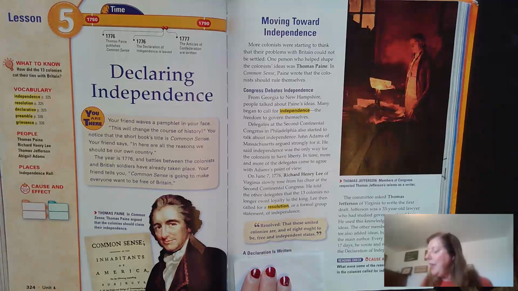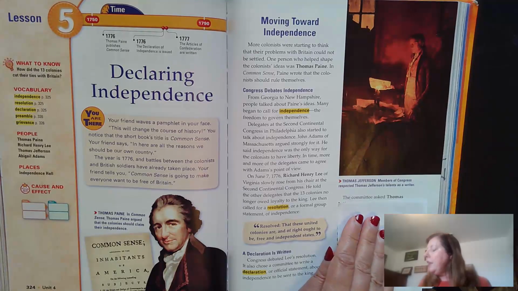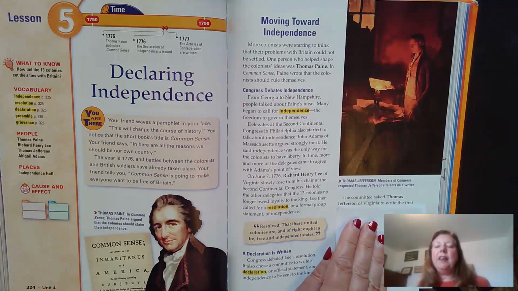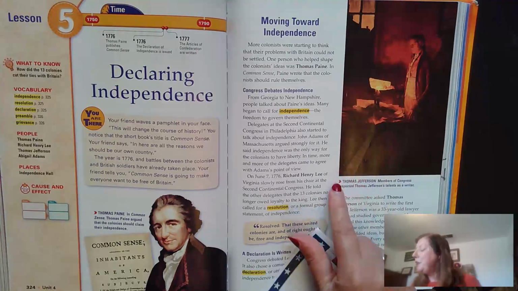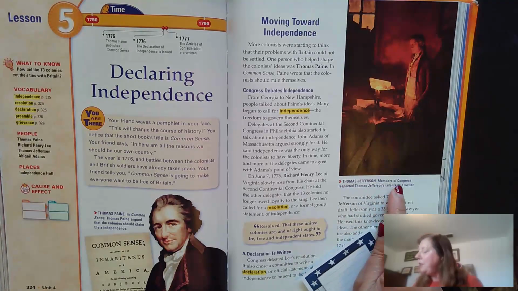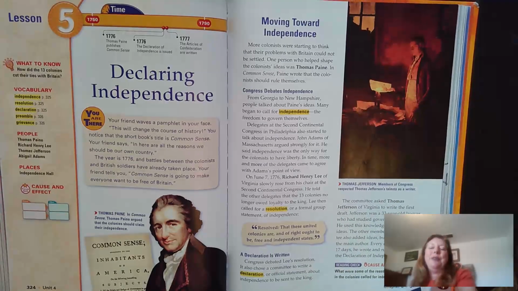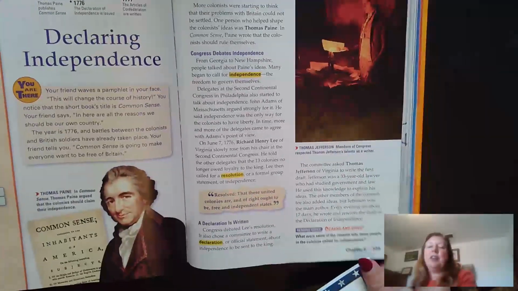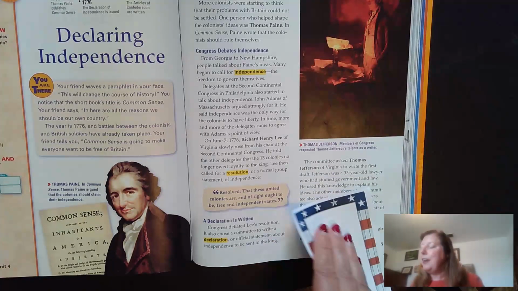Next subheading. A declaration is written. Congress debated Lee's resolution. It also chose a committee to write a declaration or official statement about independence to be sent to the king. The committee asked Thomas Jefferson of Virginia to write, I'm in the way right here. Let me scooch that up. Let's look at this picture right here. It says Thomas Jefferson, members of Congress respected Thomas Jefferson's talents as a writer. And he was kind of what we would call a Renaissance man, in that he was good at almost everything he did. So let's go ahead and start again right here.